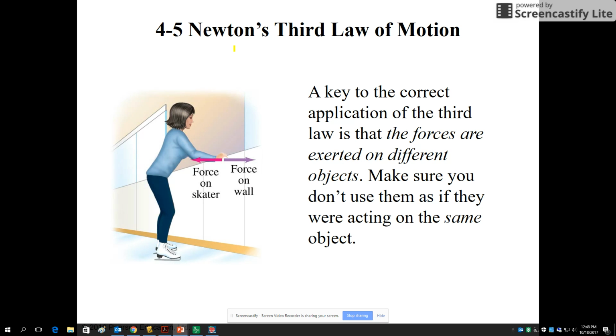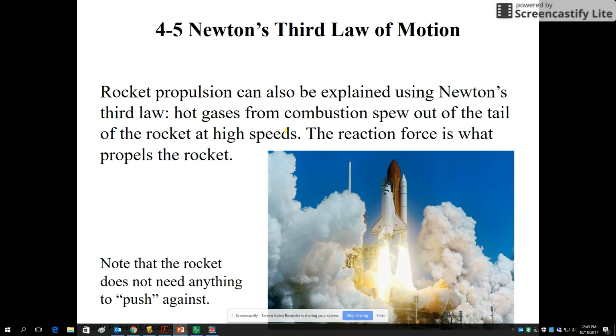So Newton's third law of motion, I didn't realize this slide just tells you exactly what I just told you. You need to make sure that you're considering the pair of objects and the pair of action-reaction forces that are acting together.